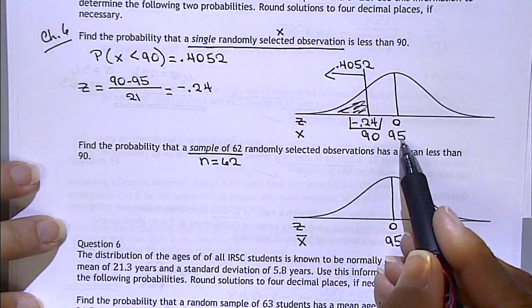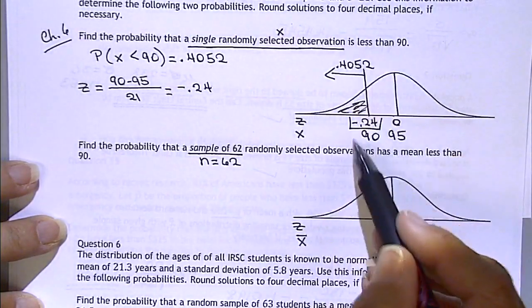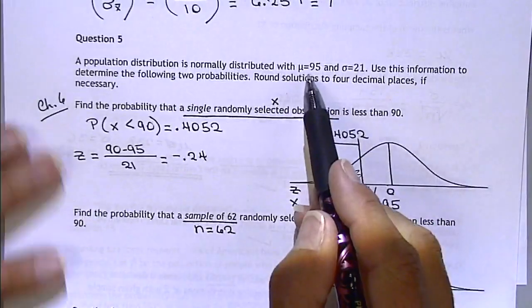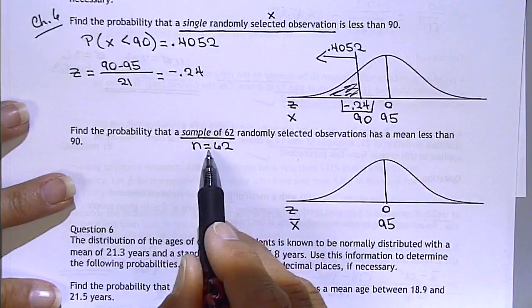No, it says find the probability of 62 less than 90. That was the observation that we were going, less than 90. Oh, the mean is up here. The mean is still 95. Okay? So I want to go still.